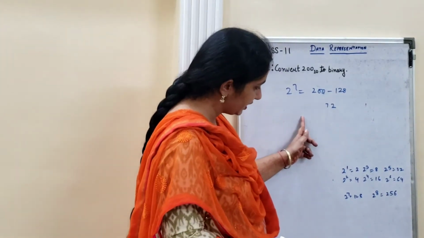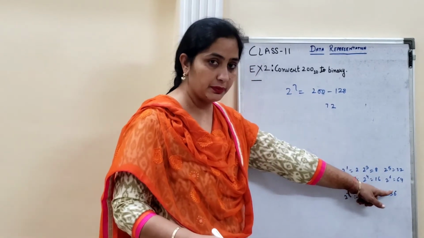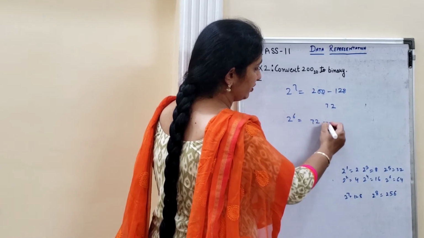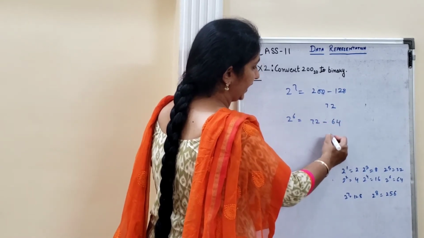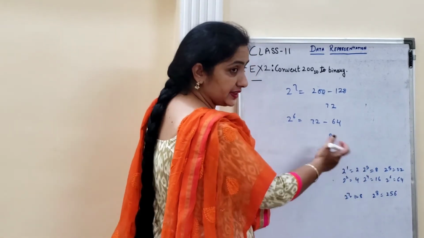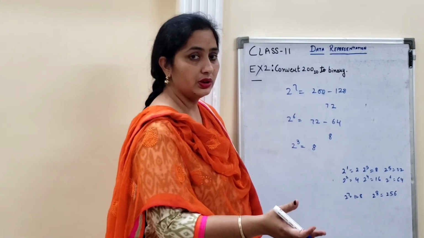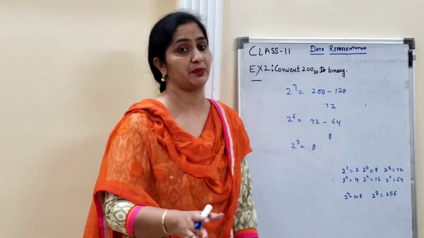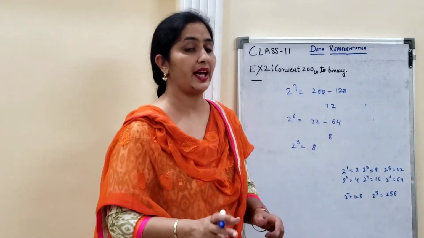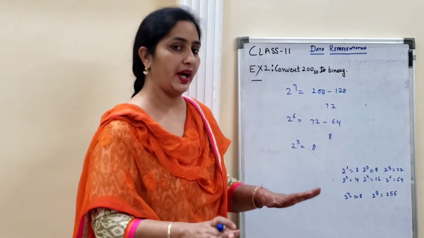What I'll get? 72. Now for 72, I need to take 2 raised to power 6 because 72 is exceeding number 64. So 2 raised to power 6 equals 64, and 72 minus 64, what I'll get? I'll get 8. Then now I got the same number. So what I'll have to take is 2 raised to power 3. That will be equal to 8. Now here I am not going to subtract it. Why? Because I got the exact number. If my number is exceeding, only in that case I have to take the previous power. Now if I get the same, I'll just stop my conversion.